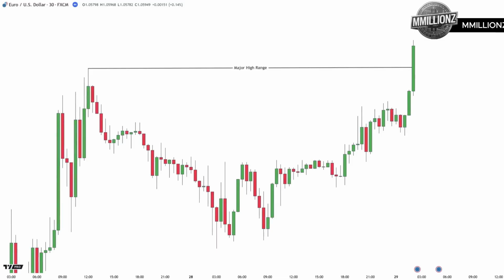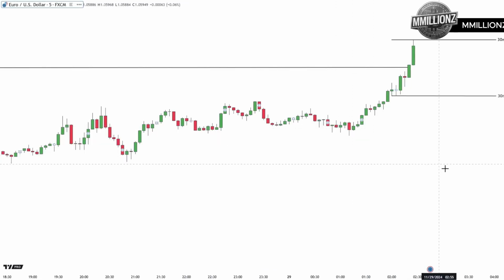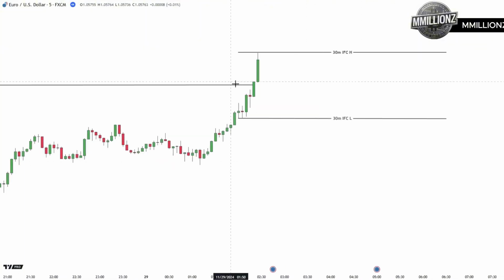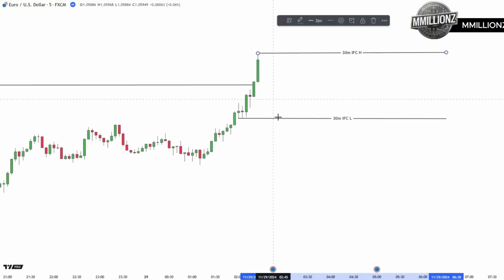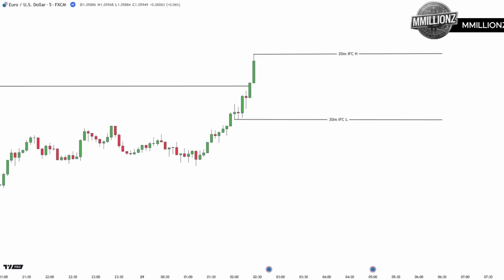Here, once again, we have Euro-Dollar 30-minute time frame displayed on the screen. As you can see, there's a large engulfing candle that sweeps the liquidity above the previous major high. This large engulfing candle is a strong candidate for being an IFC candle. I'll highlight its highest and lowest points, and then zoom into the 5-minute time frame to search for any potential reversals and confirmations.